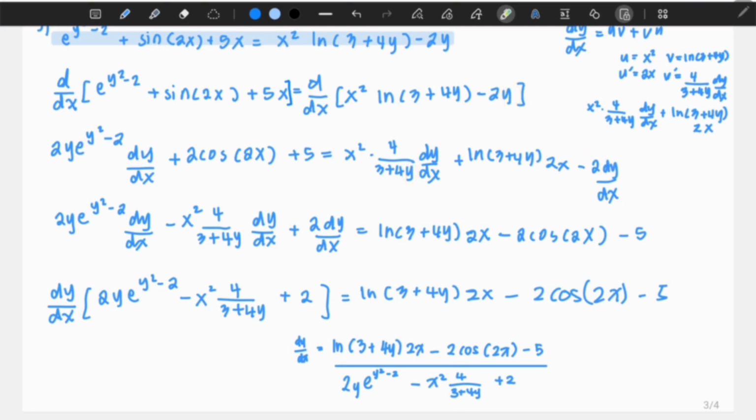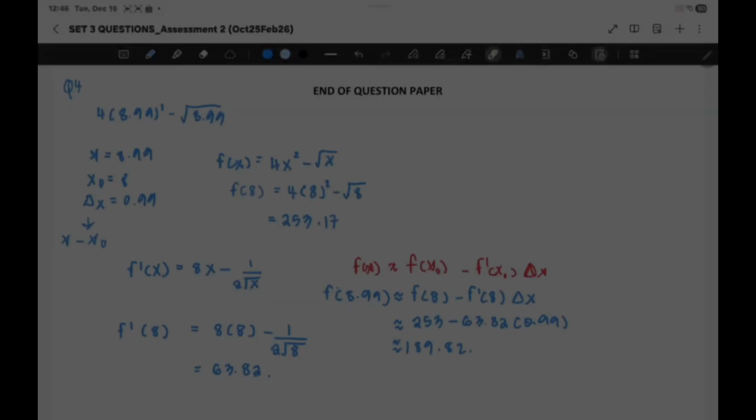Okay. Next, we bring all the terms with dy/dx to the left and leave the others at the right. And then we factorize the dy/dx like this and we bring the function to the right like this and we will get the final answer.